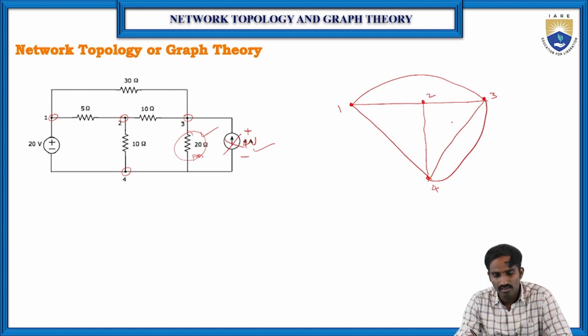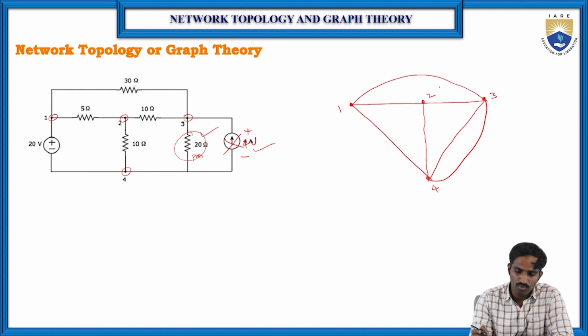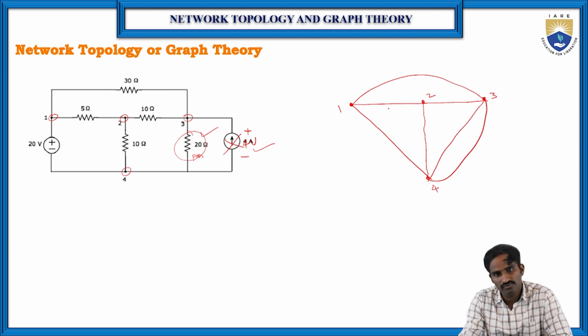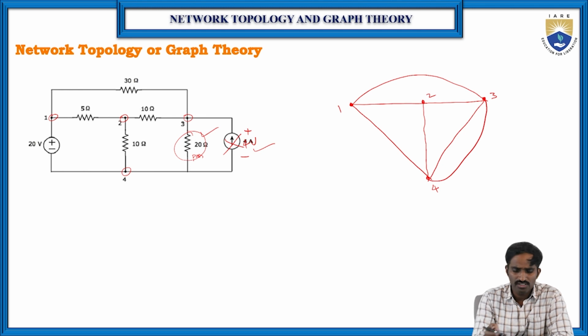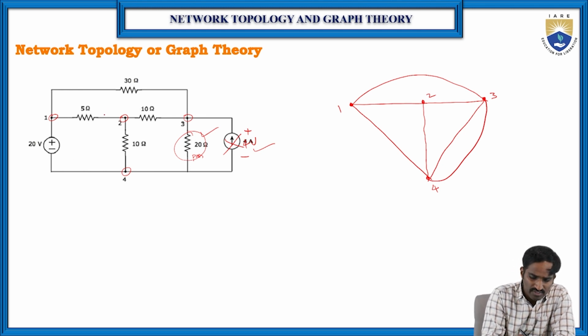Is it a directed graph or an undirected graph? This is an undirected graph, because here we are not indicating the direction of the branch currents for the branches. Then how do we draw a path for a particular branch? That is also based on the given circuit. Suppose in the given circuit they indicate the direction of the current flowing through here, then we can draw it in the same way.